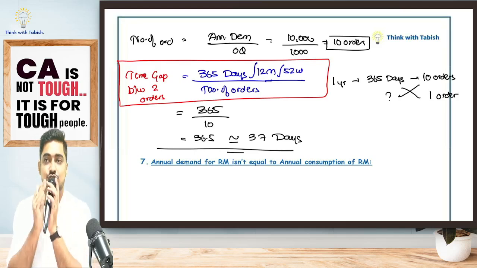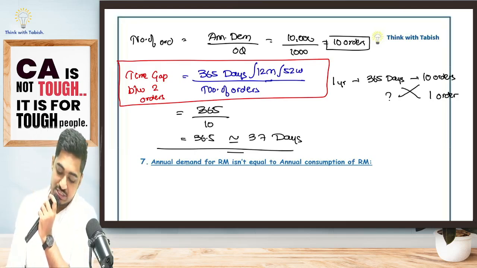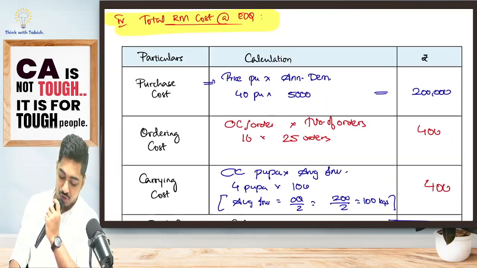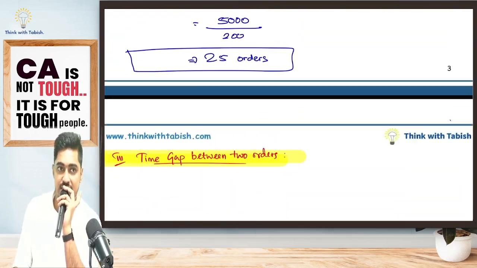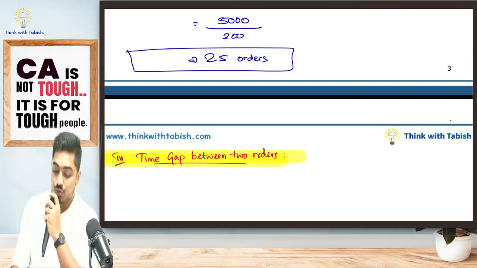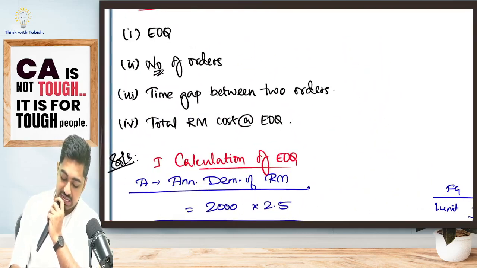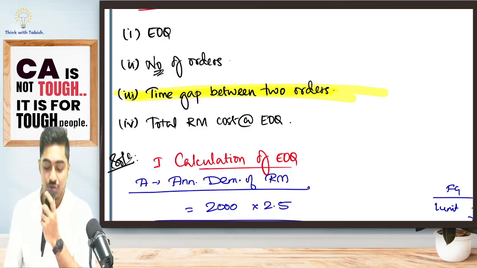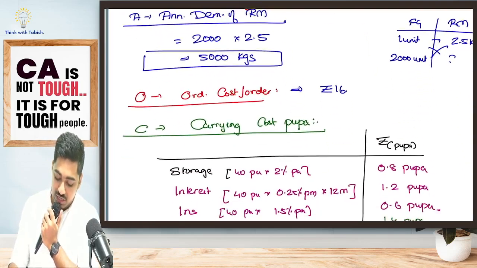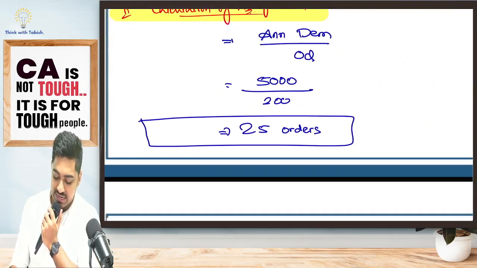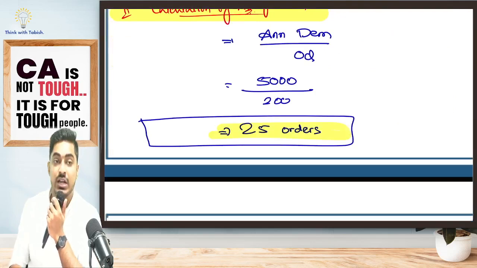Yes, everyone. So let us go back to this question that we have solved. Pay attention. The question had also asked me one more thing. What did the question ask me? Time gap between two orders. That is, if I have placed one order, the next order after how many days am I placing it? Tell me, students, in 1 year, how many orders am I placing? Did I calculate it? 25 times I am ordering.